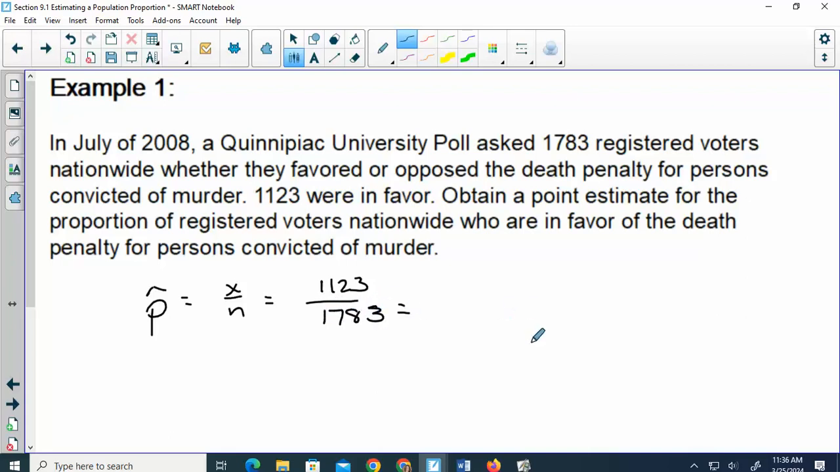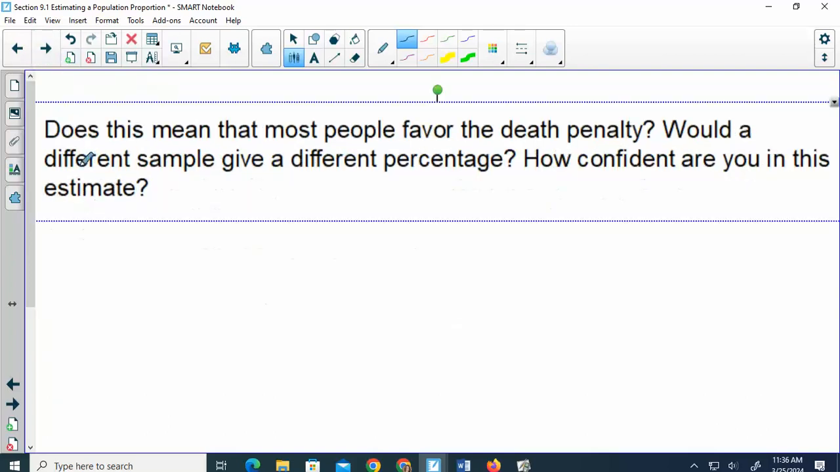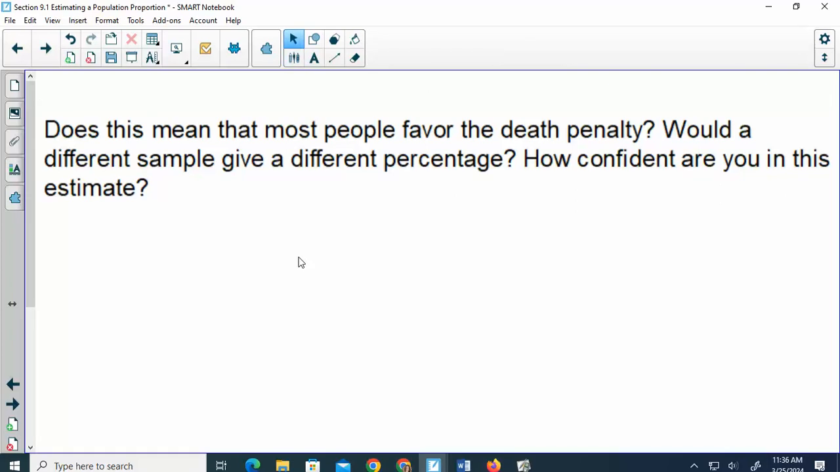Okay, and you have to do that. So we get a point estimate of 0.6298. So then my question for you: does this mean that most people are in favor of the death penalty? In this sample, yes, but what if I'm asking about nationwide? Are most people in favor? Is this convincing enough to you to be certain that that's true?